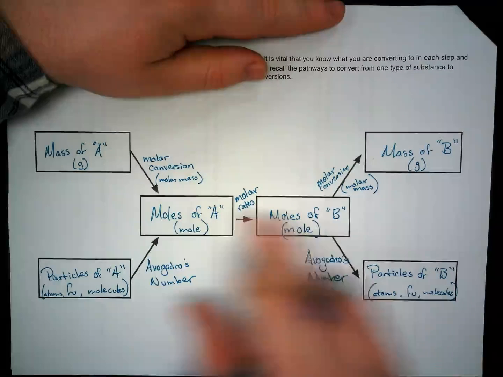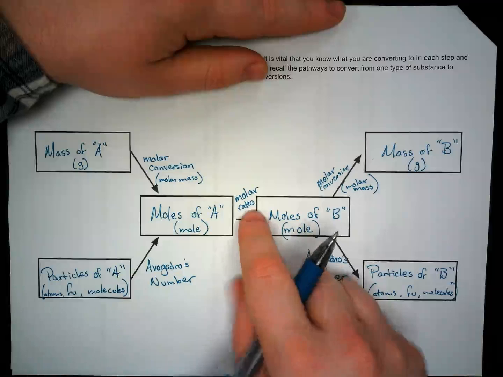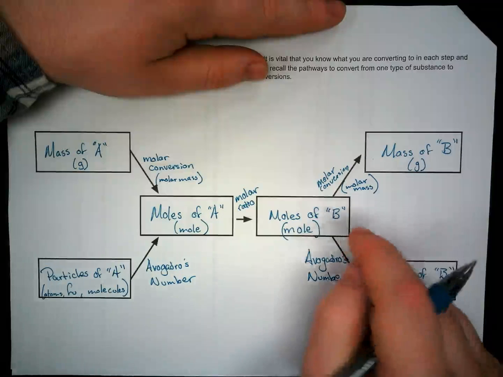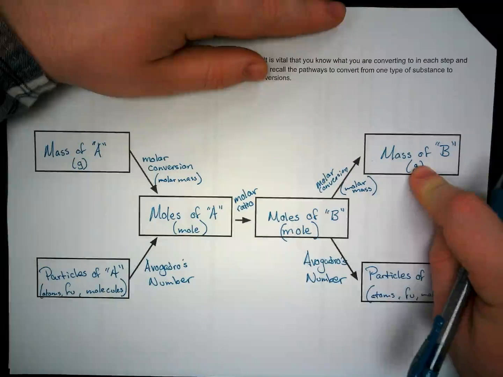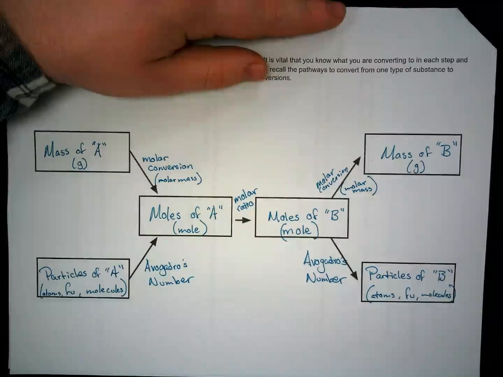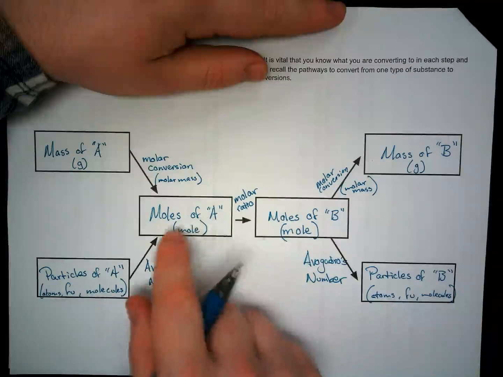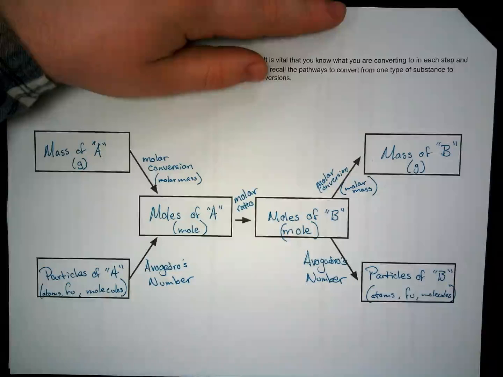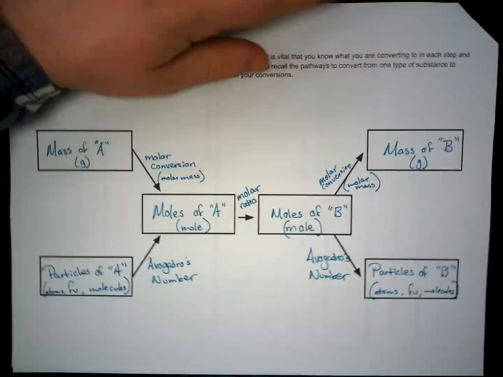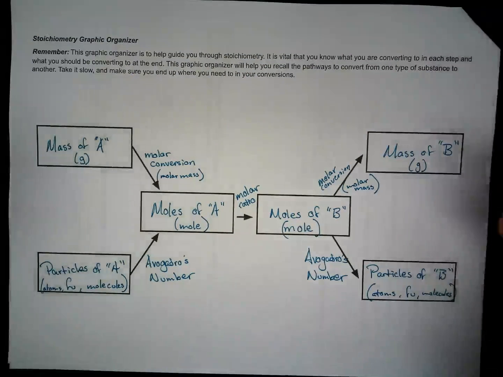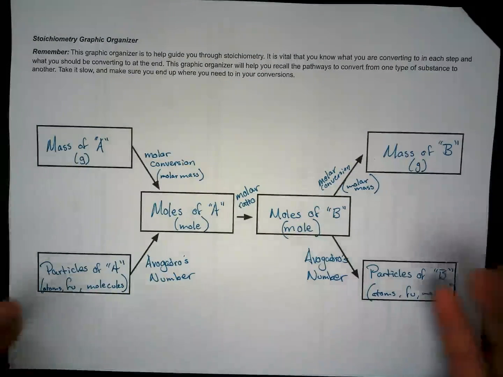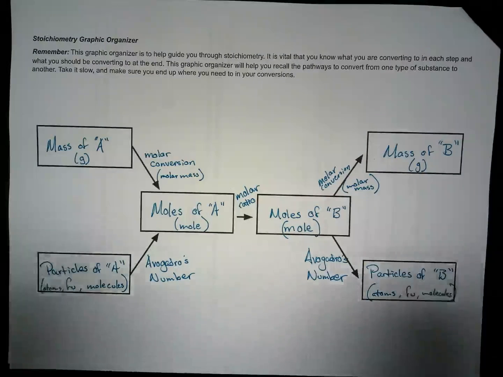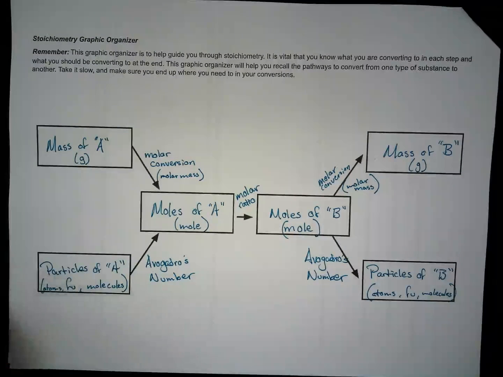Well, if I want to go from moles of A to moles of B, I use molar ratio. And again, that's the coefficients found inside the balanced equation. Moles of B to mass of B, that's just molar conversion, the molar mass. And it's just Avogadro's number if we're wanting to go from particles of A to moles of A, and then moles of B to particles of B. Okay. So it's pretty busy, but it's manageable, especially now that we have this nice, neat little graphic organizer. We can use this in order to solve a whole bunch of problems like so.